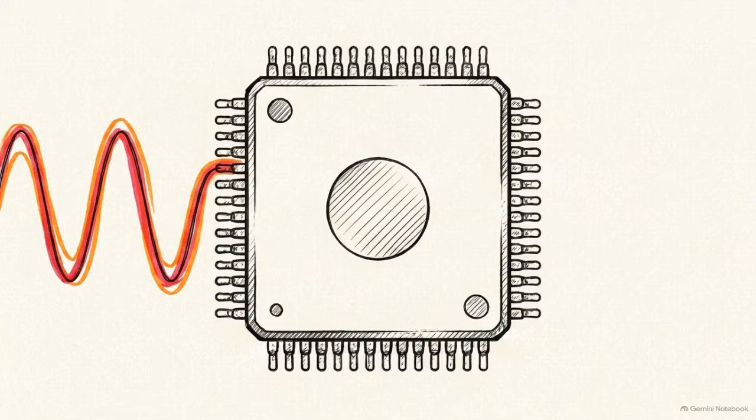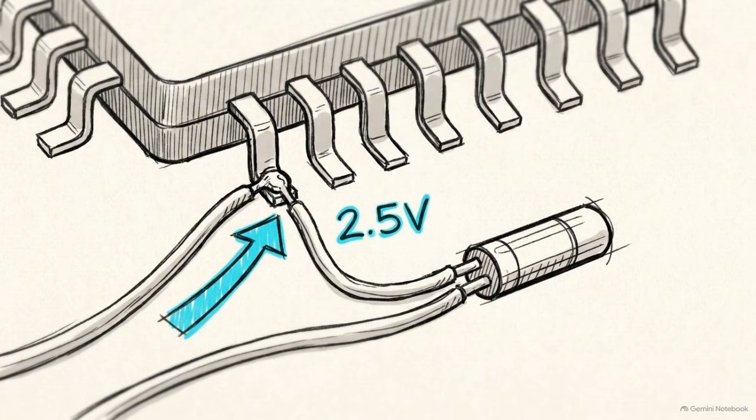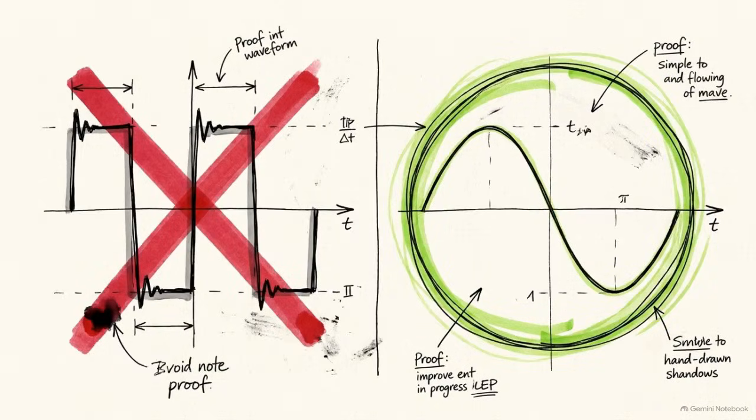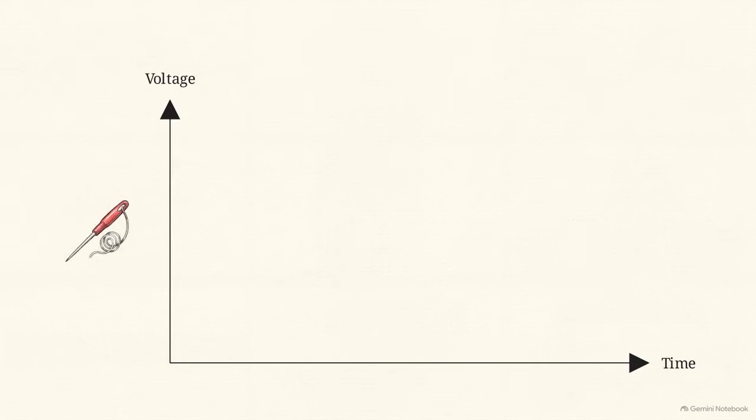Let's follow a physical signal as it hits the microcontroller. Imagine a temperature sensor sending a 2.5-volt signal directly to one of the STM32's GPIO pins. First, we have to configure that specific pin into analog mode in the software, explicitly telling the microcontroller not to expect a standard digital logic level. Once inside, the ADC goes to work.